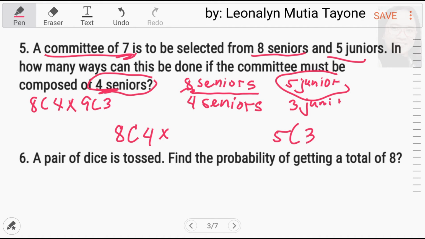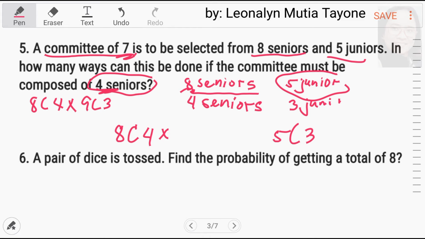7 ang kailangan sa committee. Yung 4 seniors, fix na yon. Yun na yung composed of 4 seniors. May 3 pang space na natira sa 7 committees. Yung 3, hindi naman sinabi na dapat juniors lang yung 3 sa committee.